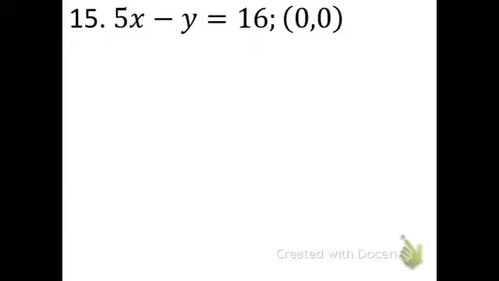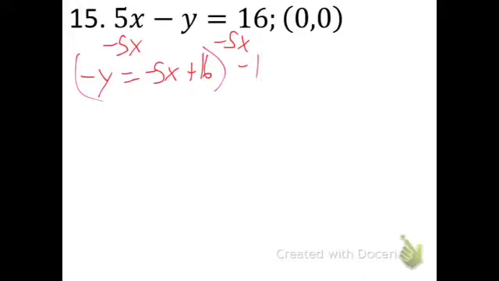On 15, we need to get y by itself again to know what our original slope is. So I'm going to subtract 5x from both sides. We're now looking at negative y equals negative 5x plus 16. I'm going to times the entire thing by negative 1 because that's going to give me positive y equals positive 5x minus 16. This is my start slope.